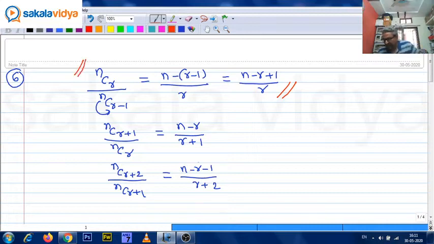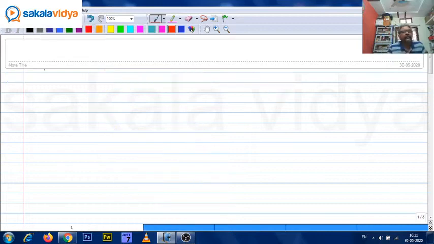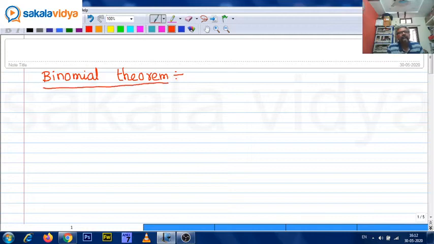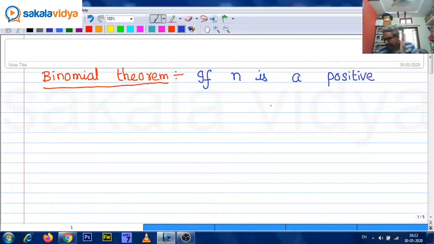Okay, now let me switch over directly to the binomial theorem. Binomial theorem. So this is the definition of the binomial theorem. See, if n is a positive integer, first let us discuss for positive integer.